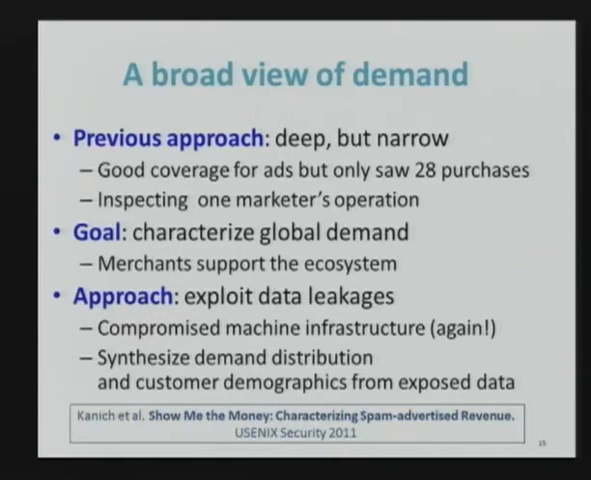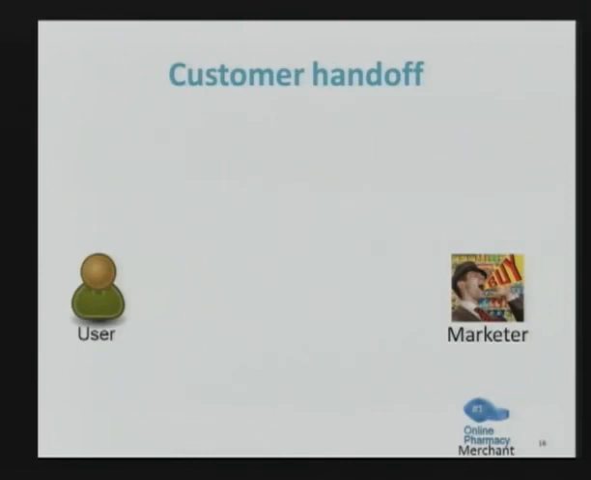And in order to do this, we need to understand a bit more about the merchants and how that mechanism actually functions. Again, the way that we're going to pull the data out here is we're going to exploit some data leakages based on the bad guys using compromised machines as part of their infrastructure. And we're going to be able to synthesize an understanding of the demand distribution based on a limited amount of data that we opportunistically were able to collect over the course of our research.